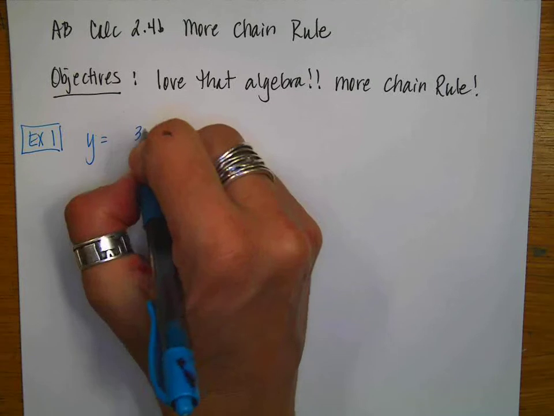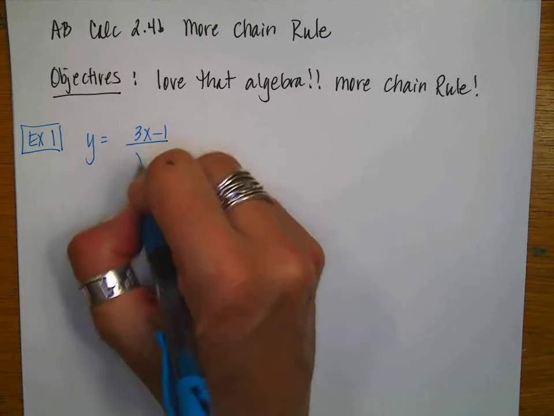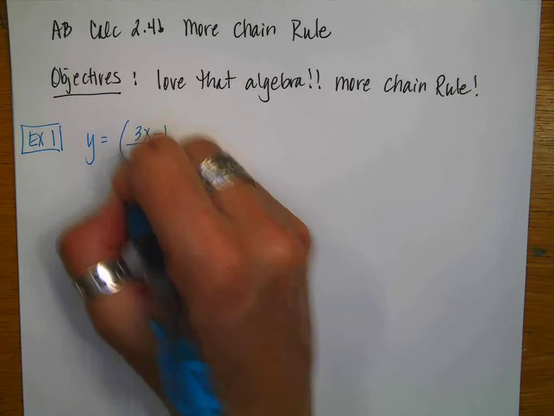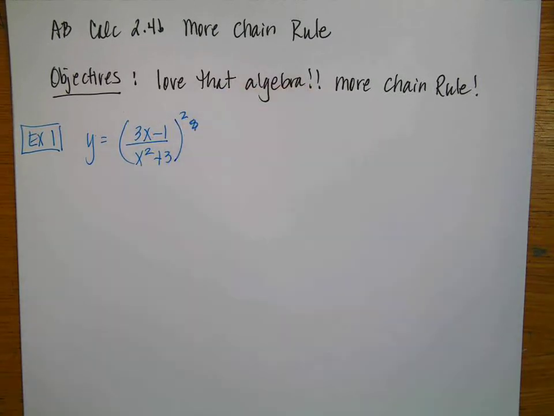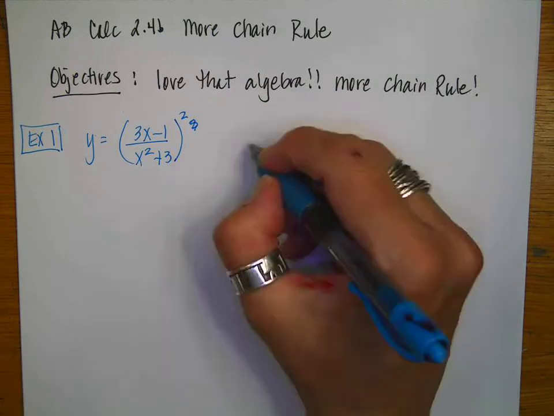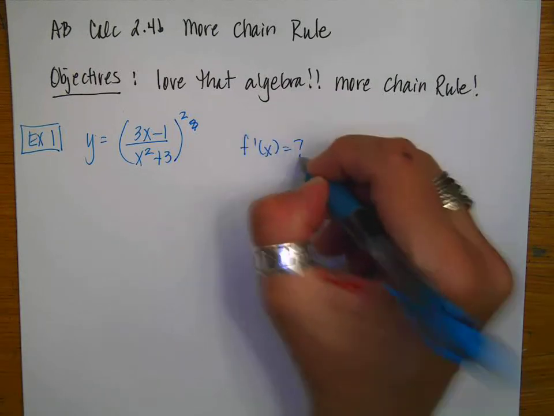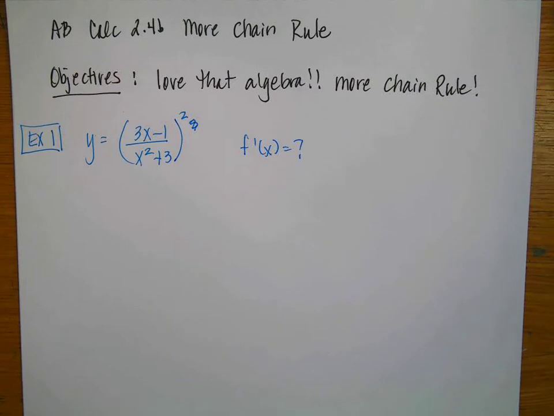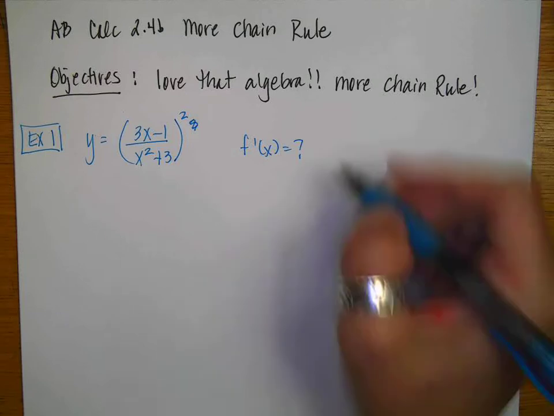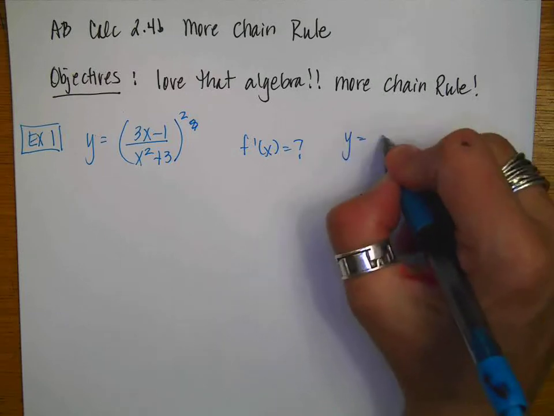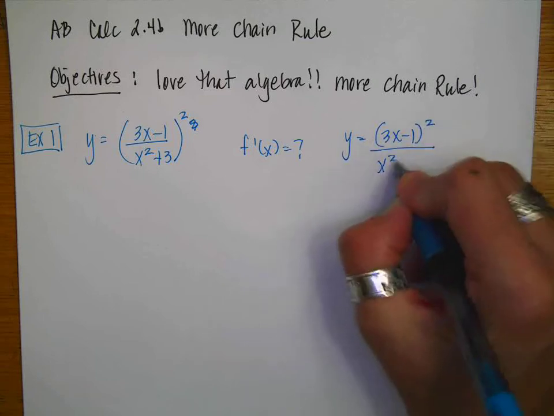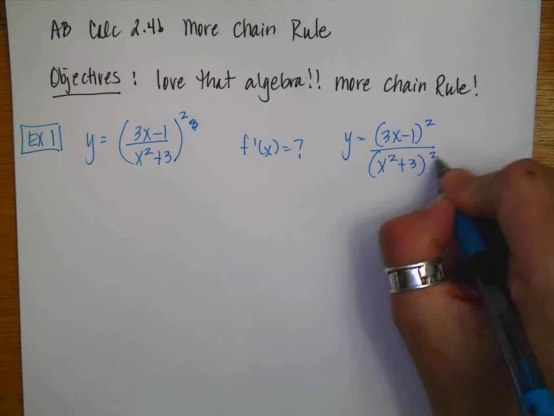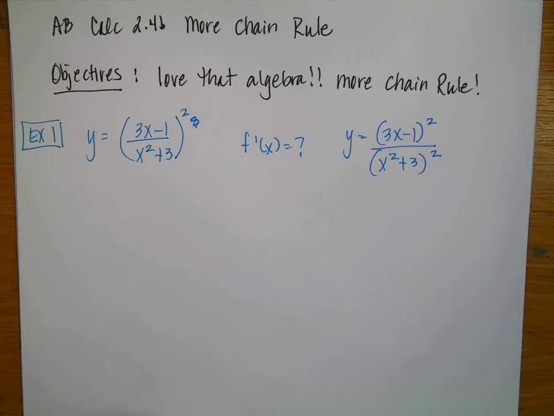So y is going to equal (3x minus 1) over (x squared plus 3), to the third. Oops, I lied, to the second. So what I notice, and I want to find the derivative, is I have a power, I have the quotient rule, and I have a chain rule. So I'm going to rewrite this: y is equal to (3x minus 1) to the second over (x squared plus 3) to the second. And then I think that will be easier to manage.